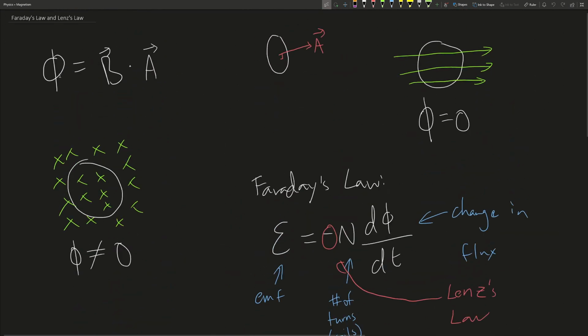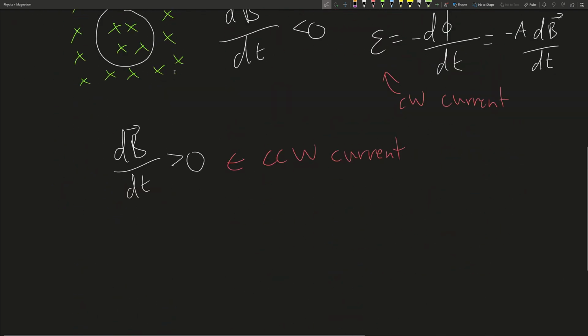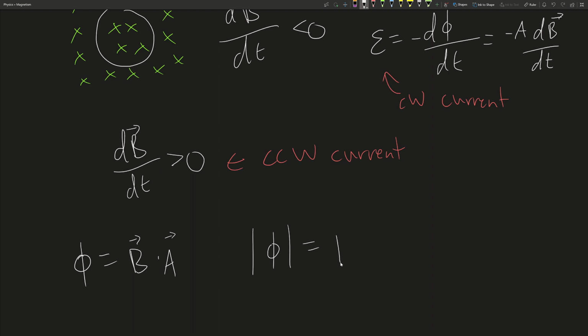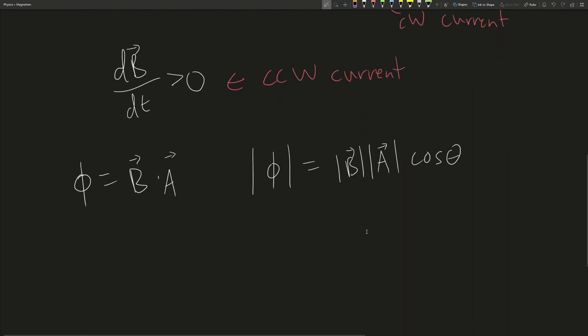And one more thing, by the dot product, we know that flux is equal to B dot A. But what this means is also that the magnitude of flux is going to be equal to the magnitude of B times the magnitude of A times cosine theta. So if we change the direction of the magnetic field or the area vector, basically if we change the angle between them, then the flux will change.